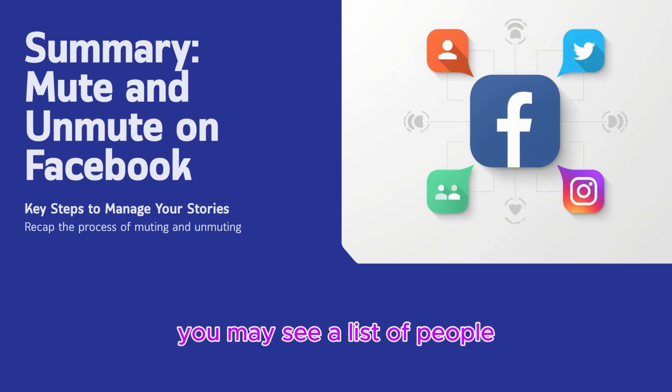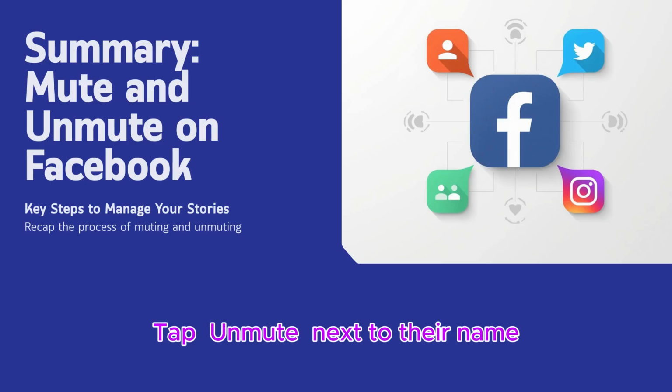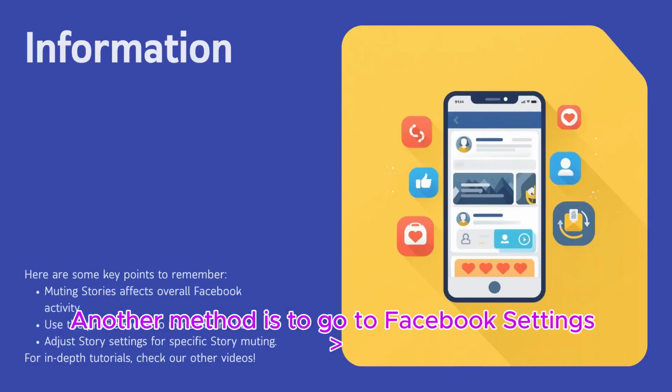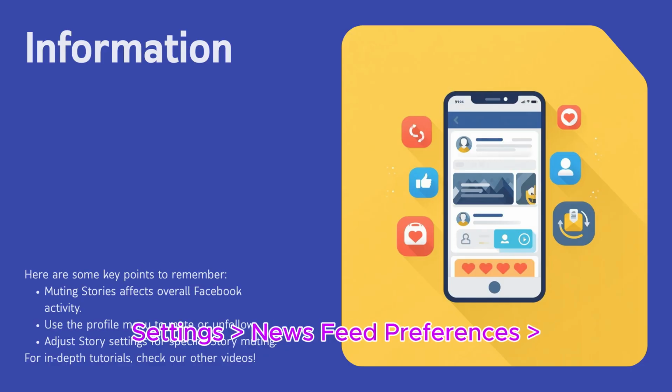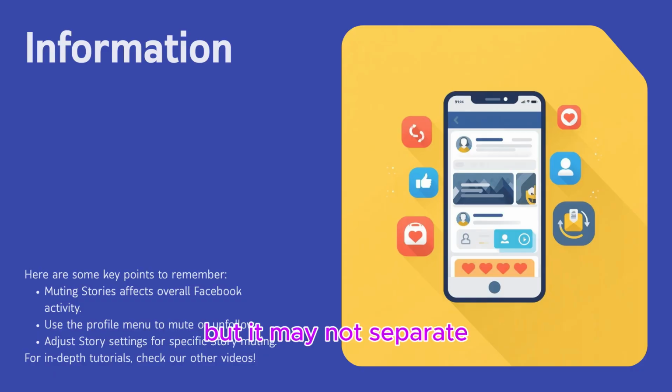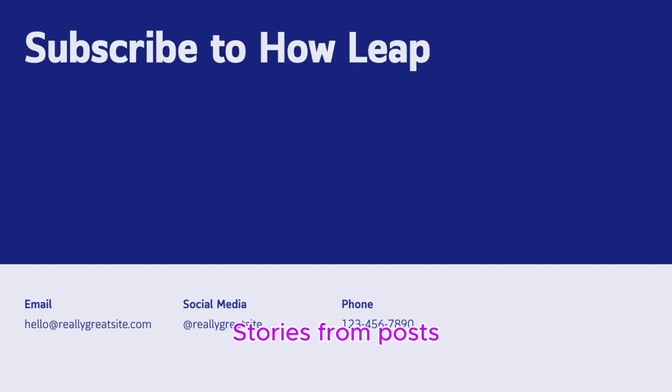Here you may see a list of people you've muted. Tap unmute next to their name. Another method is to go to Facebook settings and privacy, settings, news feed preferences, mute. You can manage muted profiles here, but it may not separate stories from posts. Unmuting will restore their stories to your feed.